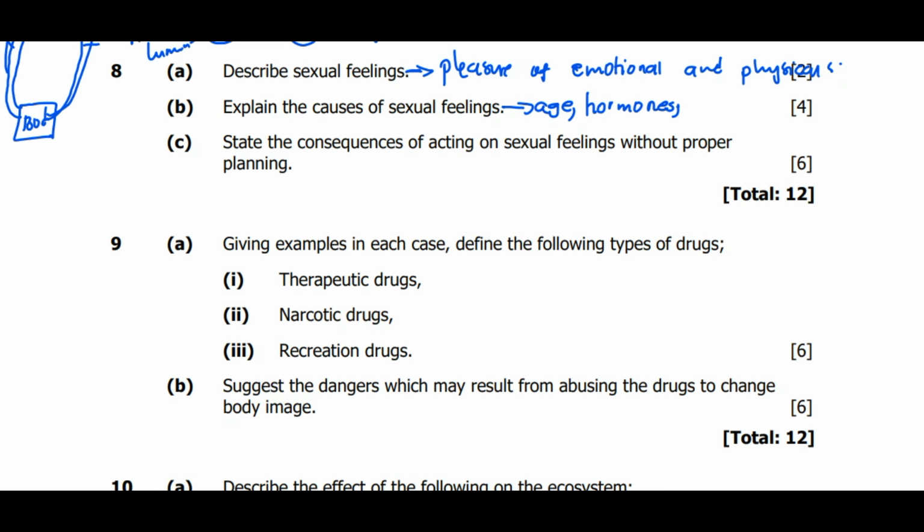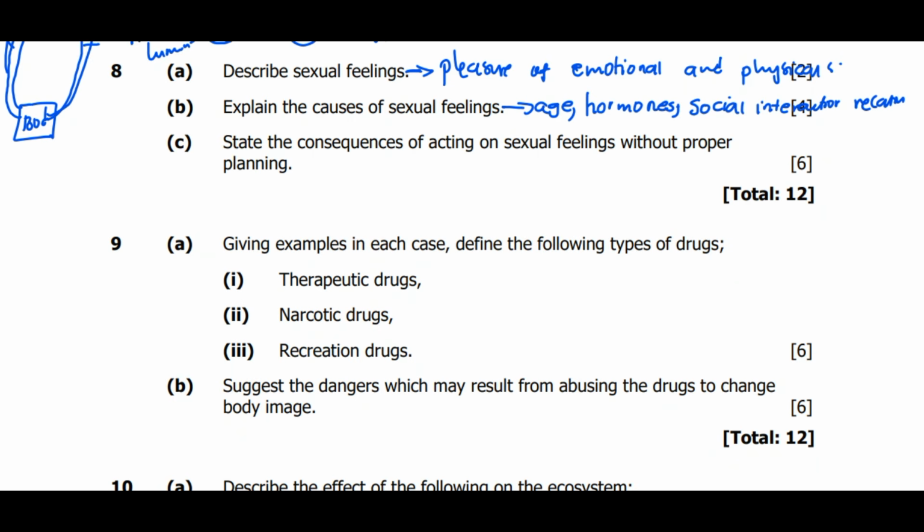Then also apart from hormones, we have social interactions. With social interactions, we are looking at relationships. For example, if we have two individuals, one in a relationship and the other single, the one in a relationship has more chances of engaging in sexual activities. So we have age, then hormones, then we can look at social interactions, which is the relationship. All these can cause sexual feelings.